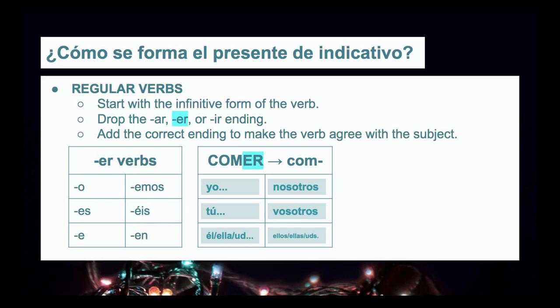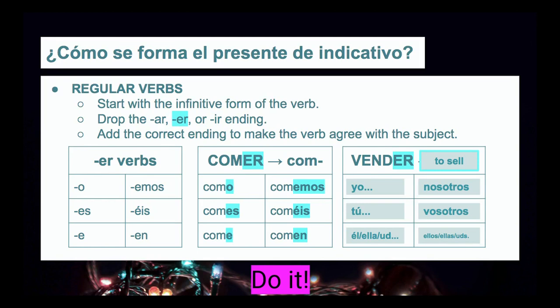We get yo como, tú comes, él come, ella come, usted come. Nosotros comemos, vosotros coméis, ellos comen, ellas comen, ustedes comen. Take a moment now, pause the video, and try to conjugate the verb vender on your own.